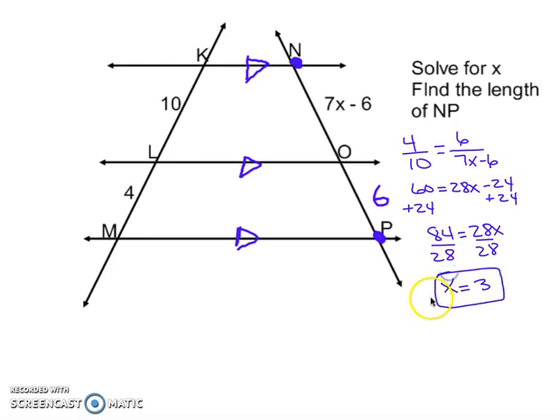So that's our x value, but it also asked us to find the length of NP. So this would be NP. So we'd have to take this 3 back up, plug it in, and we'd get 7 times 3 equals 21 minus 6. But then down here we have plus 6. So we would put for that NP equals 21.